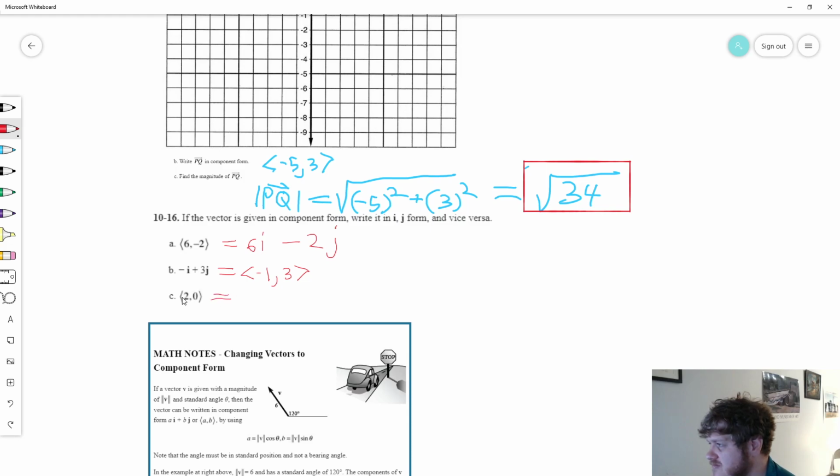And then for this one, we have 2 in the x direction, so that would be a 2i. And then 0 in the j direction, so we could either just leave it as 2i, or we could say plus 0j. It doesn't really matter which way you do it, whatever works best for you. Personally, I like writing less, so I would just leave it as 2i, but you don't have to necessarily do that. So that's what's going on there.